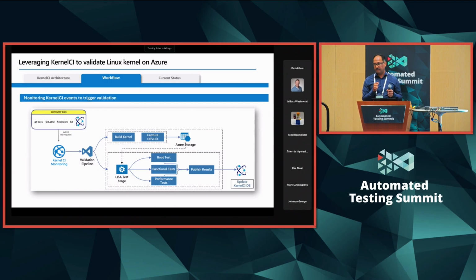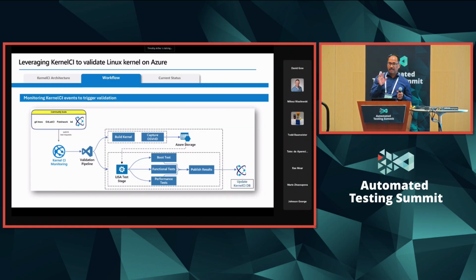This is the workflow. Once we receive this event, we kick off the validation pipeline, which is comprised of 2 stages. First is to build the kernel. In order to build the kernel, we take a stable image in Azure so that there is no noise in the test, and we deploy a VM. Then in that VM, we use the commit, branch, and tree information to check out the source code, and finally build the kernel. Once the kernel is built, we capture the VHD and put it into a storage blob.